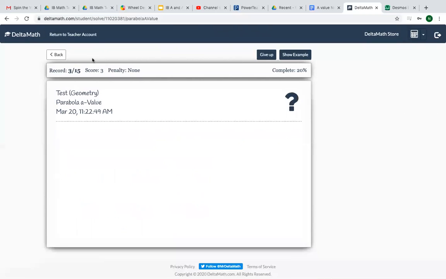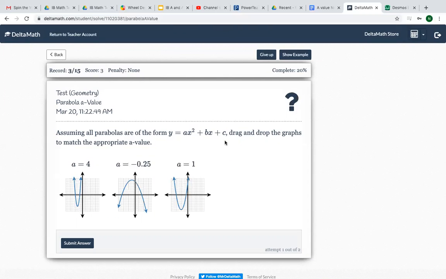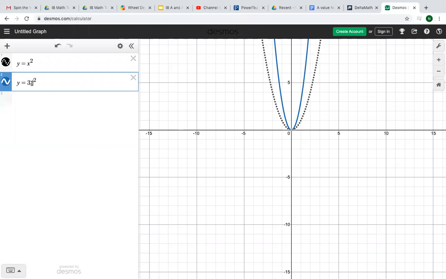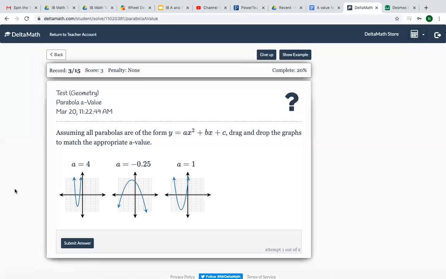Okay, so if you're getting confused and a little bit stuck, then what you could do is use Desmos. So let's see, this first one is a equals 4. I could plug in 4x squared here. And this one's pretty skinny and it's facing up. Now it's not in the exact same place, but the shape of the U looks very similar on these two graphs. So I know that that one's right. These happen to all be right.